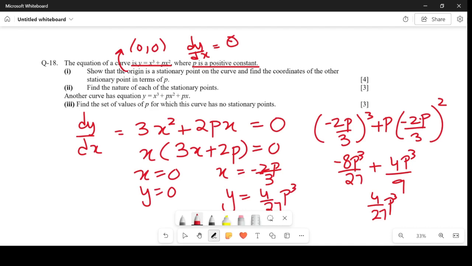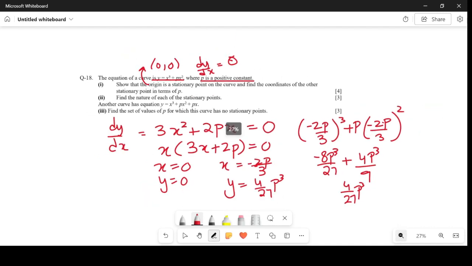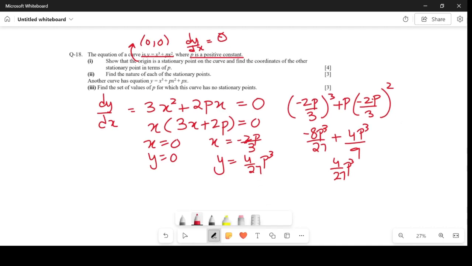So y is coming out to be 4 over 27 p cubed. The coordinates of the turning point are (0, 0), which were already proven, no need to write that again, and the other one is (minus 2 over 3 p, 4 over 27 p cubed). This is the answer for part 1.